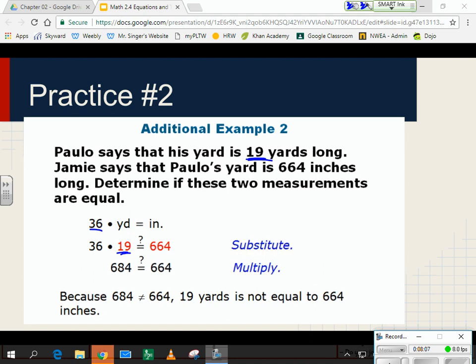So that is not a solution. So the question said, determine if these 2 measurements are equal. The answer would be no, they are not. Actually, 19 yards is larger, it looks like, than what is actually thought of.